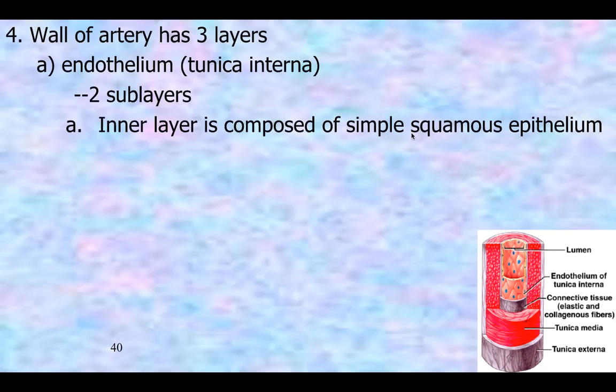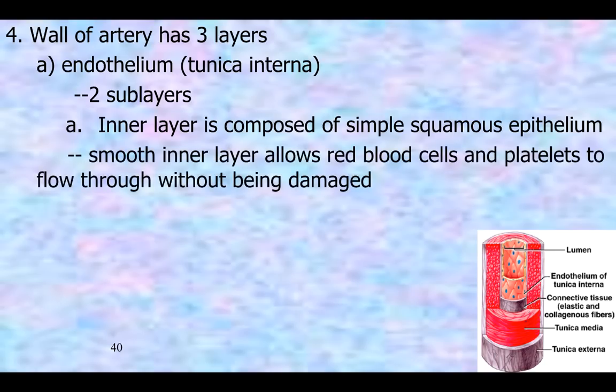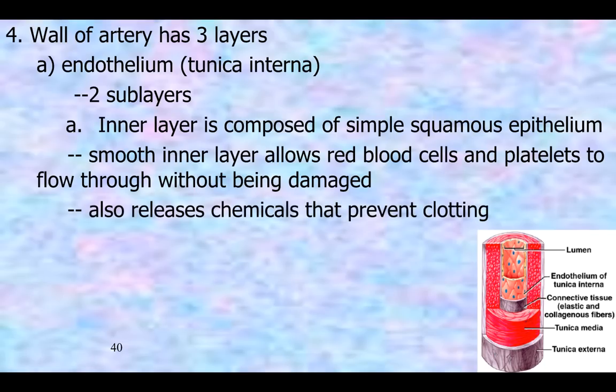Squamous, simple meaning one layer, squamous meaning kind of a squarish shape. Not cuboidal, they're kind of flat, kind of squarish, and these are allowing red blood cells and platelets to pass through without being damaged. It's very smooth. They don't stick as long as there's no cholesterol in there. And remember, epithelial cells line, so they're lining the lumen in which the blood cells are going to pass through. They also are able to release chemicals that prevent clotting if there's a little tear, okay? We don't want a clot to occur in this layer, so they're also able to release chemicals to prevent that clotting.